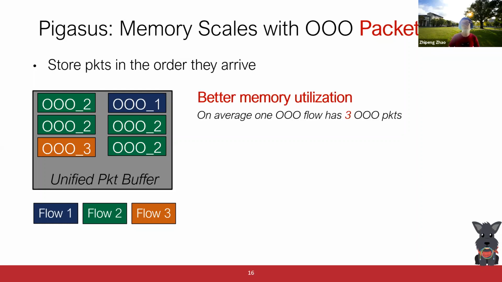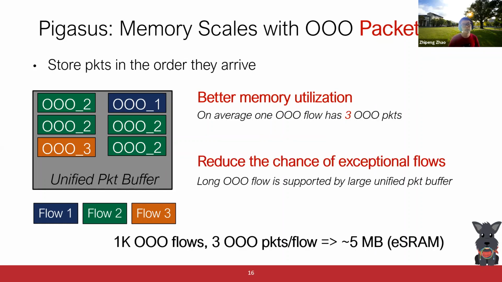And this brings us two benefits. The first benefit is better memory utilization, because on average, one out-of-order flow only has 3 out-of-order packets. We can save a lot of memory space. And it also reduces the chance of exceptional flows. If a flow has long out-of-order packets, with the single big unified packet buffer, we can support such flows. And overall, we only need 5 megabytes of memory space to store these packets.